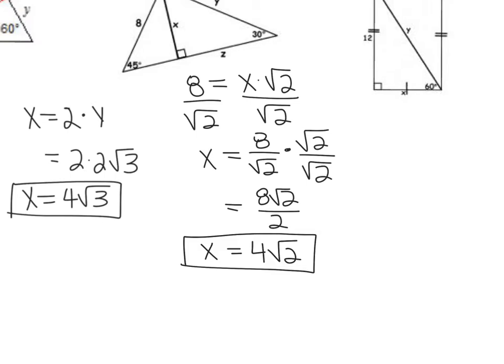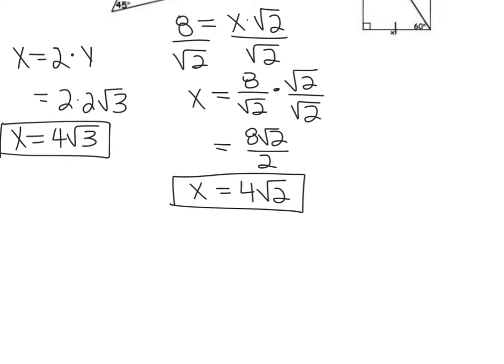Now that we know x, we can solve for missing sides in our 30, 60, 90 triangle. So x is the side opposite our 30-degree angle. So it is the length of our shorter leg. So in order to solve for y, which is our hypotenuse, y is going to be 2 times the shorter leg x. So it's going to be 2 times 4 square root 2. And 2 times 4 is 8. So y is going to equal 8 square root 2.